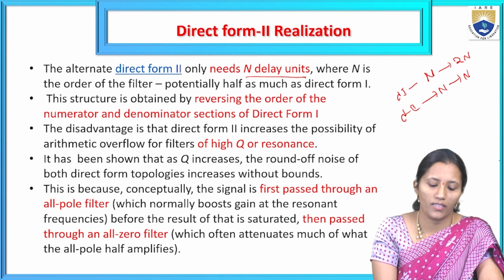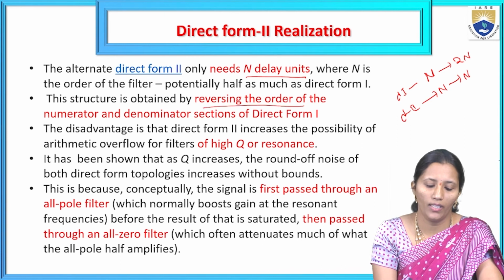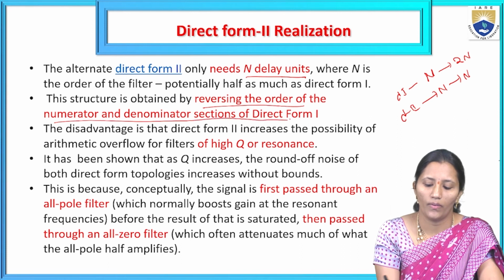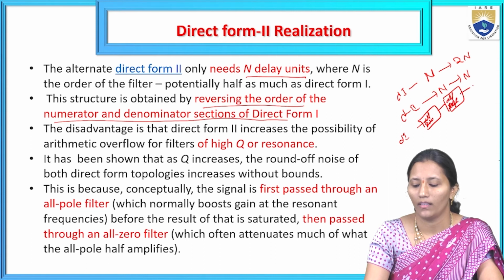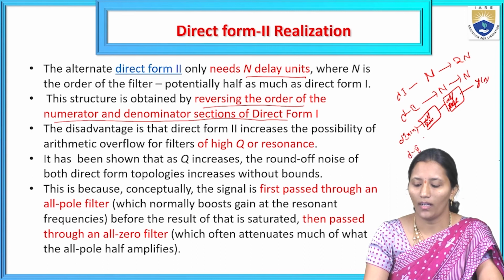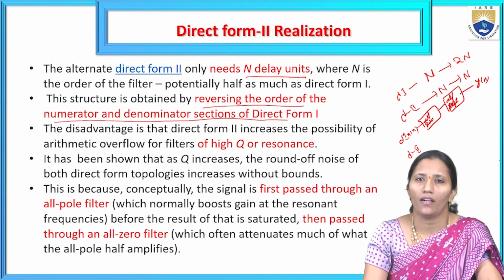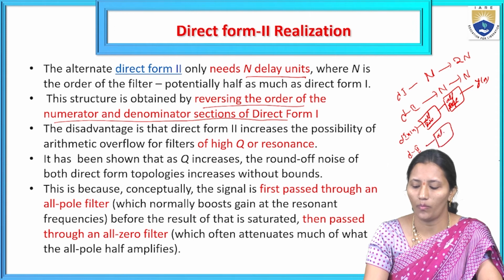This structure is obtained by reversing the order of the numerator and denominator sections of direct form 1. In direct form 1, first we realize the all zero system, that is the numerator, followed by the all pole system, and then we get y of n. In direct form 2, by reversing the order of the numerator and denominator sections, we first realize the all pole system, that is the denominator part, followed by the all zero system.